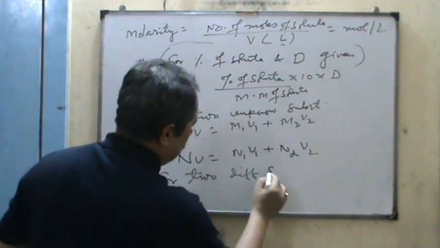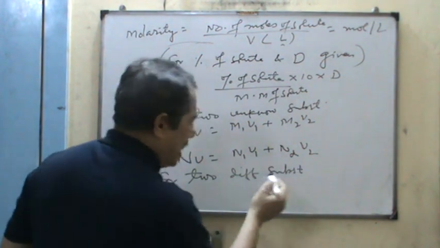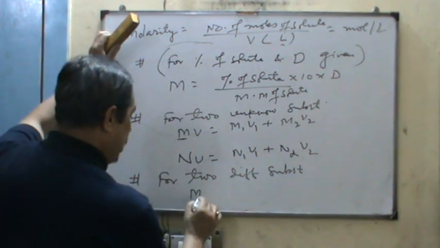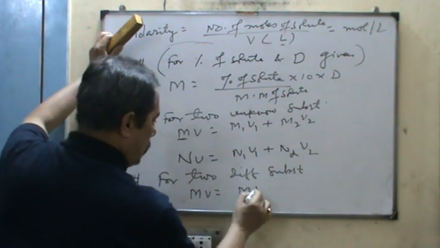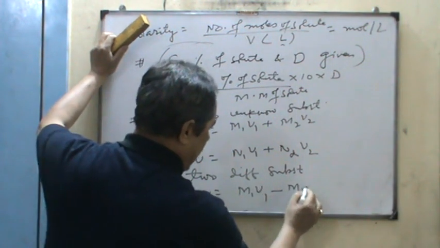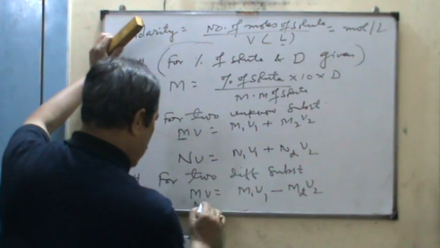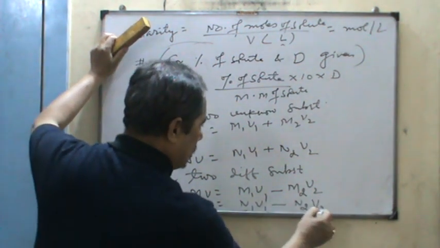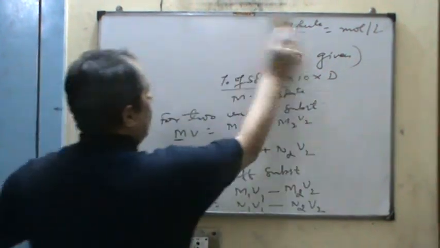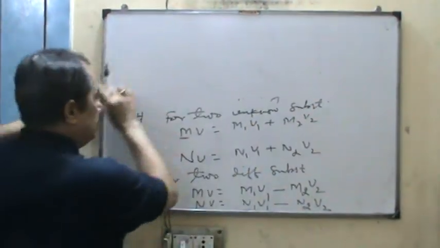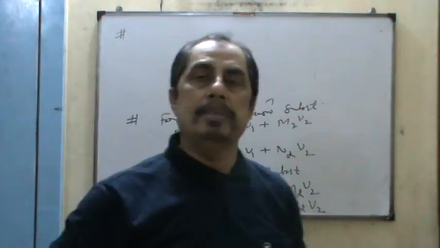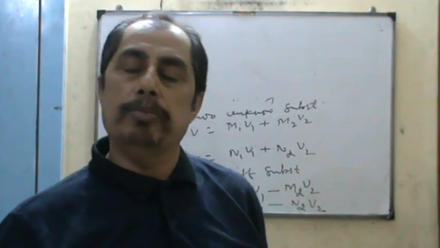Yes friends, for two different substances, where an acid as well as a base is concerned, then M V equals M1 V1 minus M2 V2, or normality into volume is equal to N1 V1 minus N2 V2.